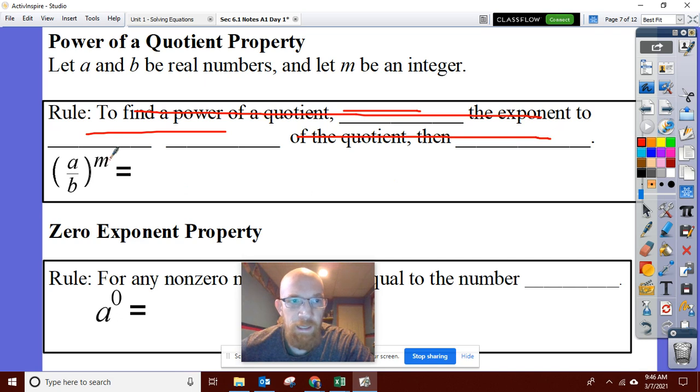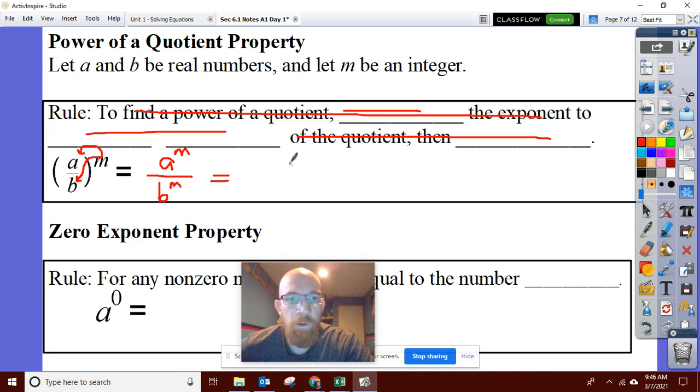The whole idea, again, is the same as the previous one, where we would distribute, but this time we're doing it on the numerator, or the top part of the fraction, and the denominator, or the bottom part, right? So now this would simply be a to the m power over b to the m power. So again, it is multiplication because of those parentheses. It is distributing. It's the same idea, okay?